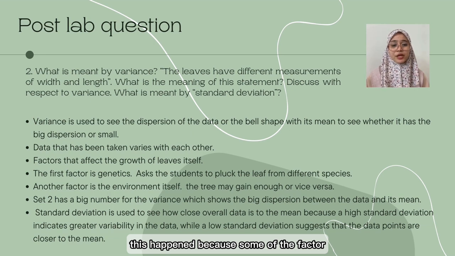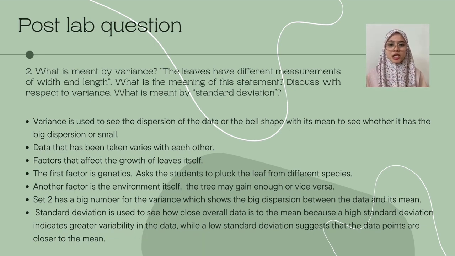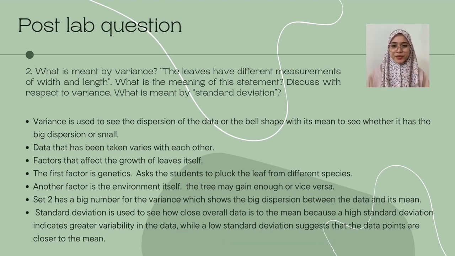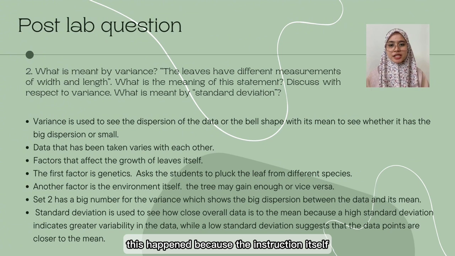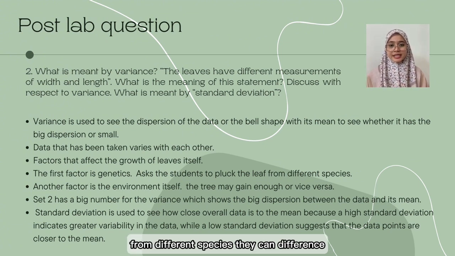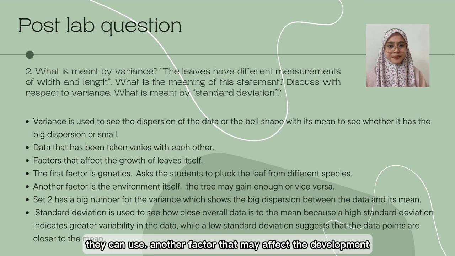This happens because of some factors that affect the growth of the leaf itself. The first factor that affects the growth of the leaf is genetic. This happens because the instruction asks the student to pluck leaves from different species. They can differentiate the species by using their eyes or any sense that can be used.